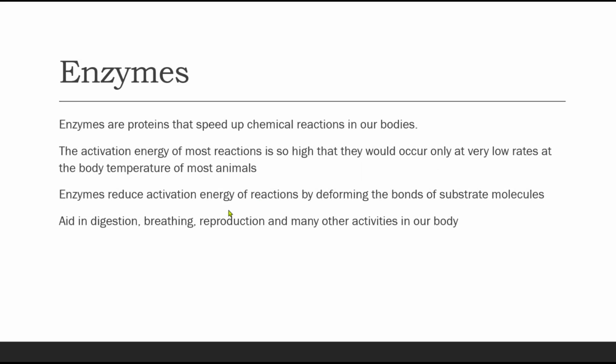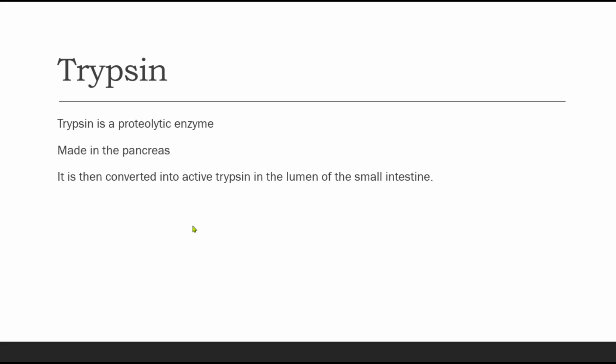So basically, enzymes are proteins that speed up chemical reactions in our bodies by reducing the activation energy it takes to complete a reaction. Enzymes are important to living things because they aid in digestion, breathing, reproduction, and many other activities in our body. The enzyme that I will be using in my experiment is trypsin.